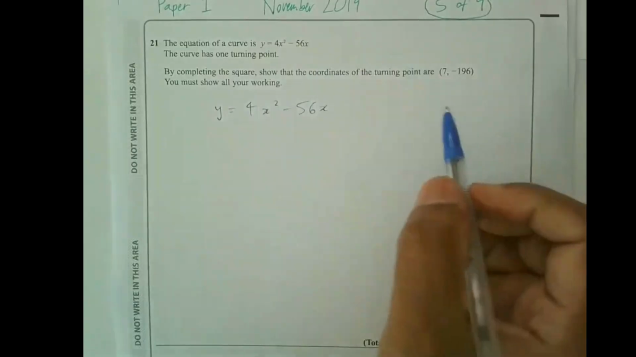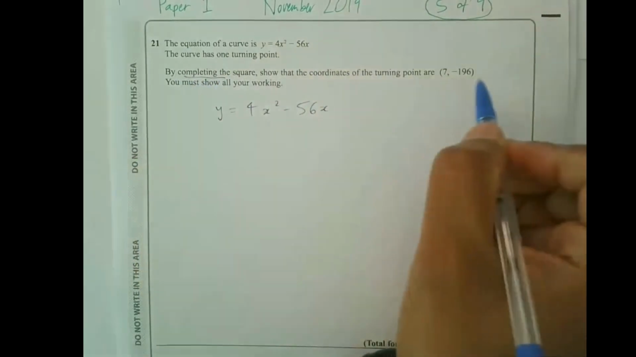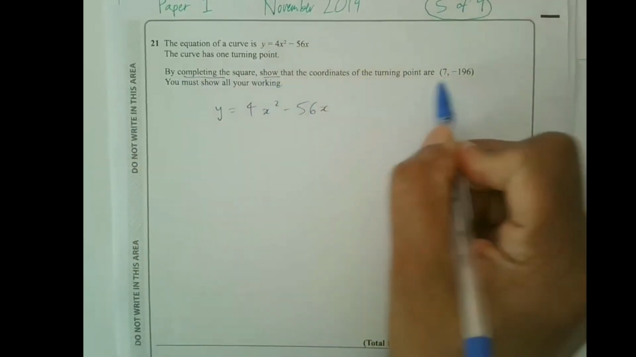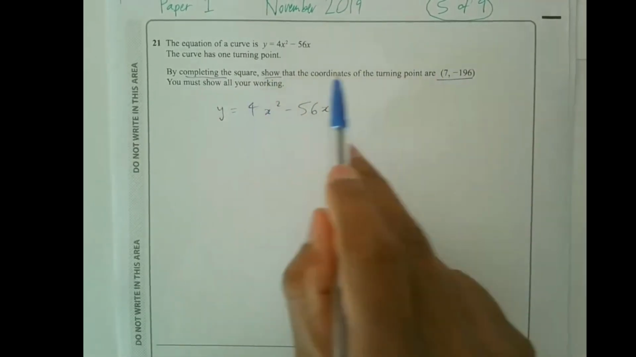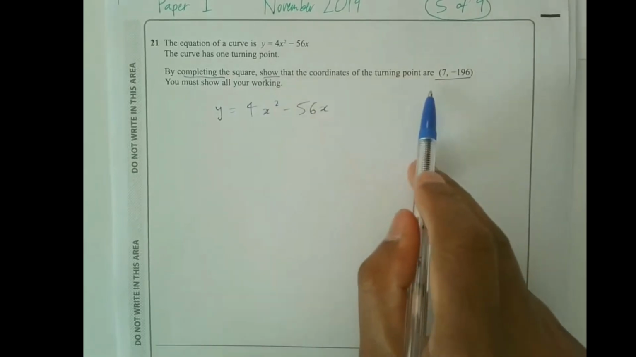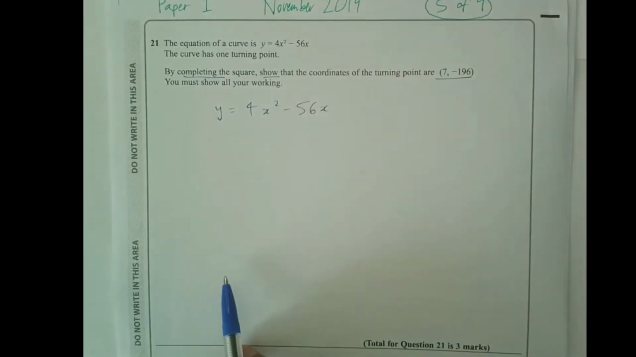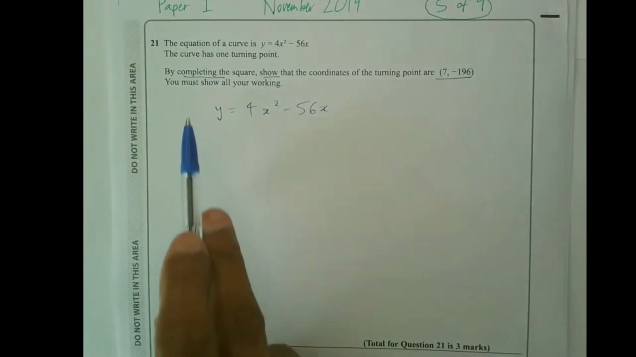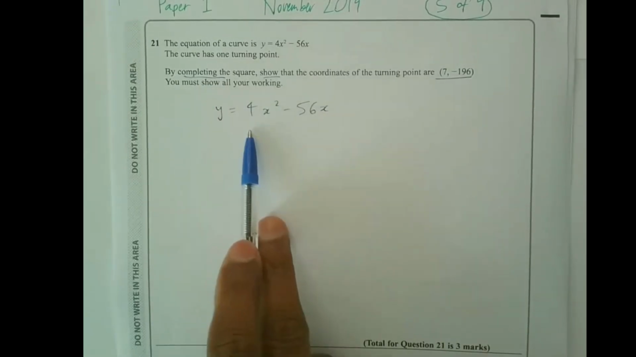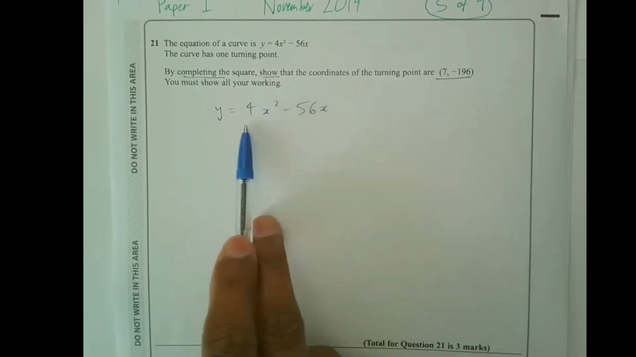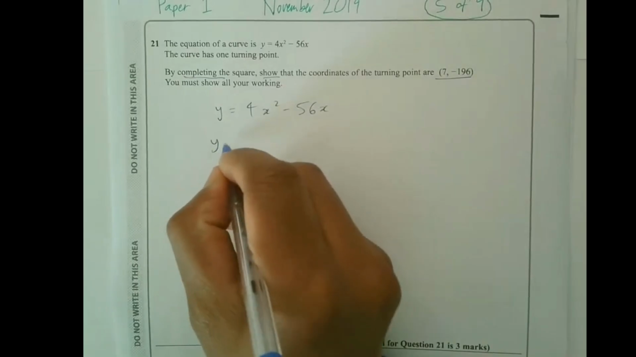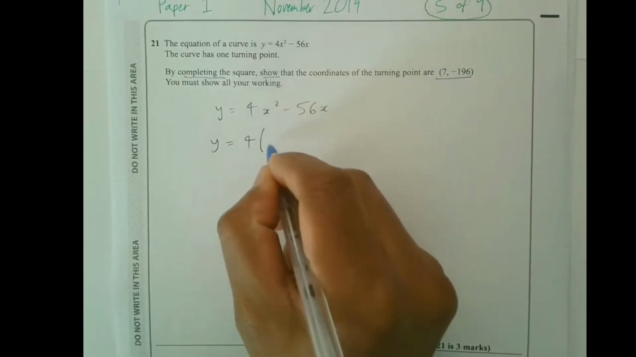Okay, the curve has one turning point. By completing the square, show that the coordinates are this. So they are giving me the answer. So now what I want to do is complete the square. Now this is different from what we've had before. This has got a 4 in front of the bracket. So I'm thinking, what do I do? I'm going to factorize the 4. So let's take out the 4. 4 bracket x squared.